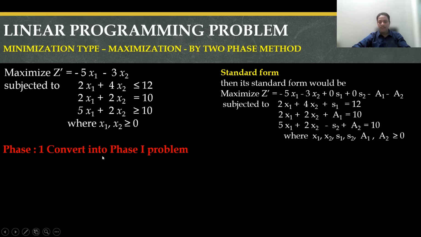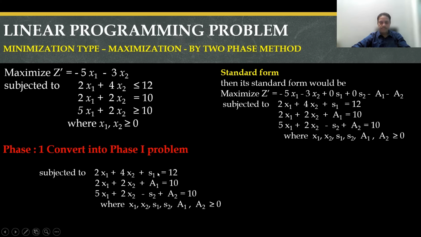Now phase 1 is to convert this maximization problem into phase 1 problem. How do we do that? For that, we will write this problem as it is, and we will make the coefficient of x1, x2 also equal to 0. So we will have coefficient only of a1 and a2, and the objective function looks like this: 0x1 plus 0x2 plus 0s1 plus 0s2 minus a1 minus a2.